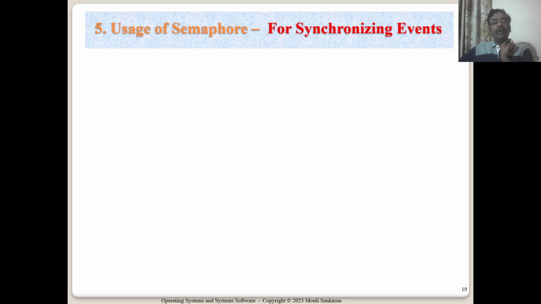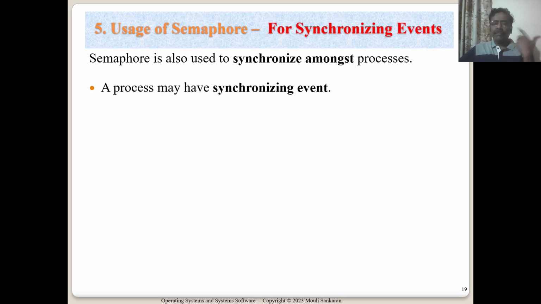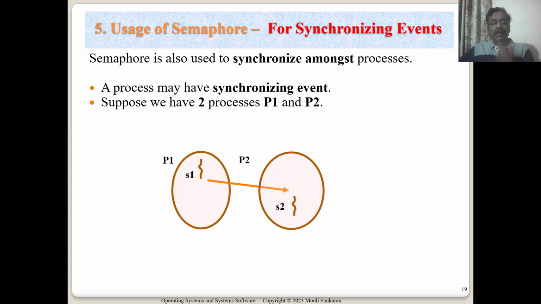Okay. Now another scenario I want to show you: suppose I want to use the semaphore for synchronizing an event. Let me give an example. Suppose a piece of code is there, some statements which are called S1. I want all the statements of S1 to be executed by P1 first before P2 starts executing the instructions which are in S2. Now I want to use the semaphore here.